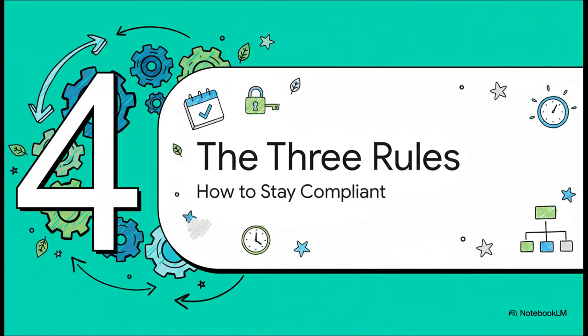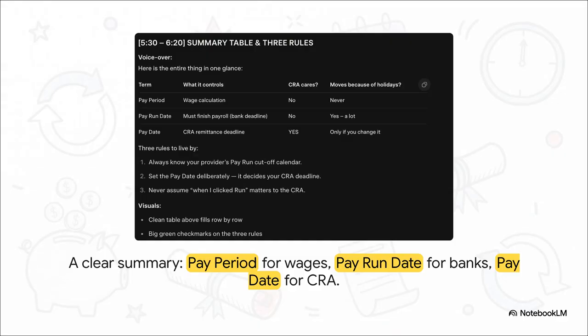Okay, so now that we've broken down all 3 dates, let's put this all together into a few simple rules you can follow to stay out of trouble. And here it is, all laid out in one simple chart. The pay period, that's all about calculating wages. The CRA, they don't care. The pay run date, that's your internal banking deadline. The CRA, again, not their concern. And then there's the pay date. This is the one. It controls your CRA deadline, and it is the only one they are watching.